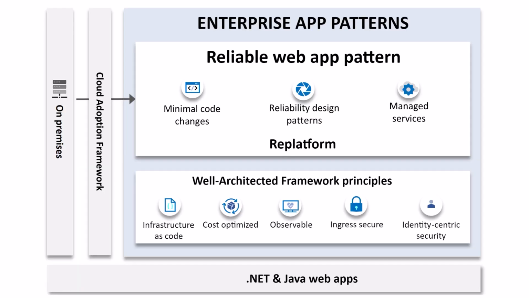Our go-to prescriptive guidance for Java web apps is the reliable web app pattern. This approach is based on the Well-Architected Framework, and it emphasizes minimal code changes and reliability design patterns. It leverages managed services, infrastructure as code, and role-based security, all the time focusing on cost optimization, observability, and ingress security. We want to ensure a robust and effective application and cloud adoption.